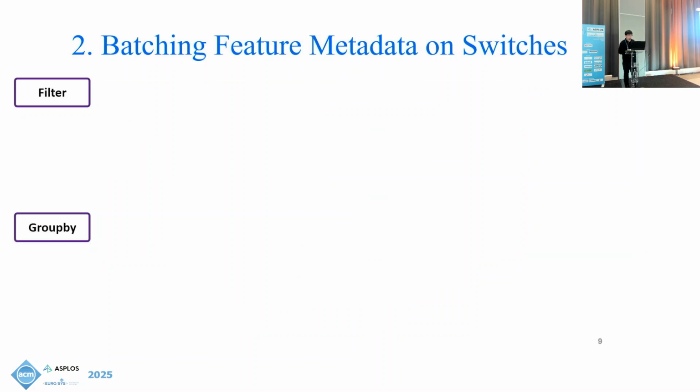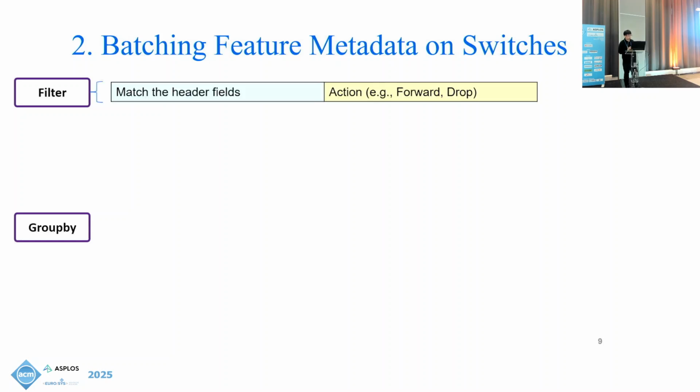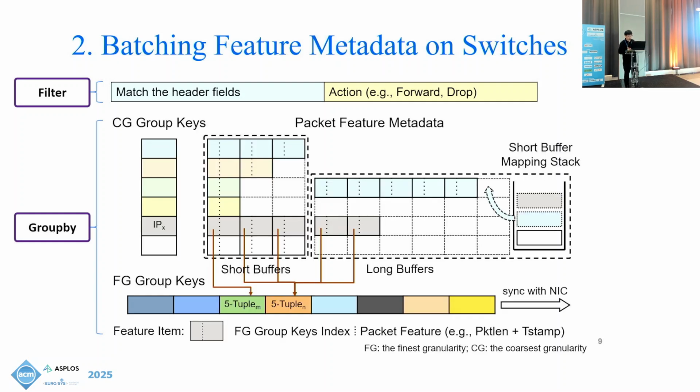Second, we show how SuperFE batches feature metadata on switches. Filter can be easily realized with a single match action table, matching a set of header fields and converting the predicate to the rule. Group by is implemented with a novel data structure on switches, and we call it MGPV, multi-granularity grouped packet vector.